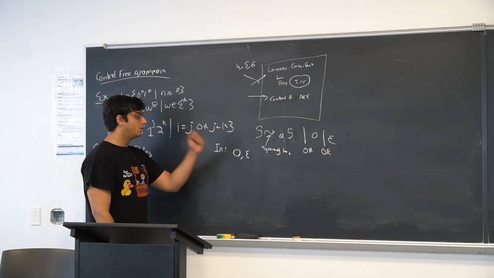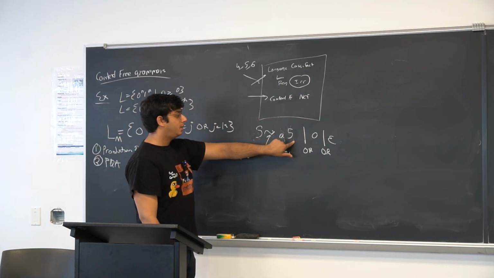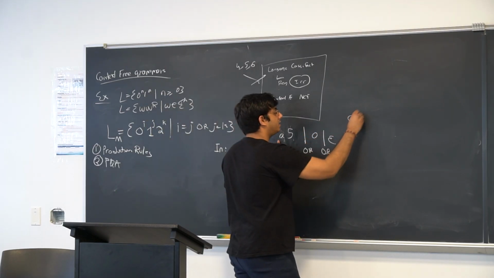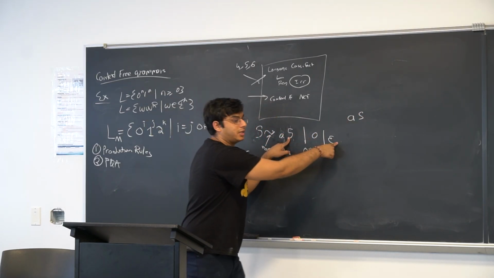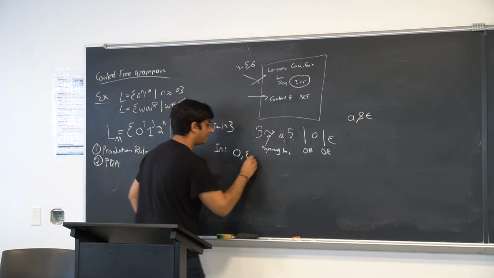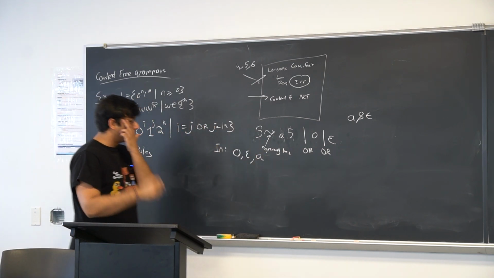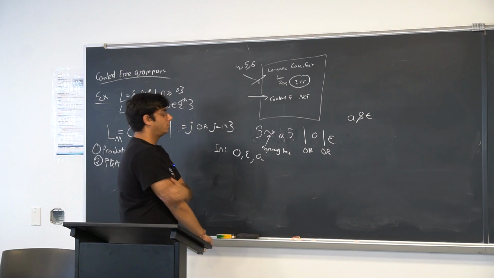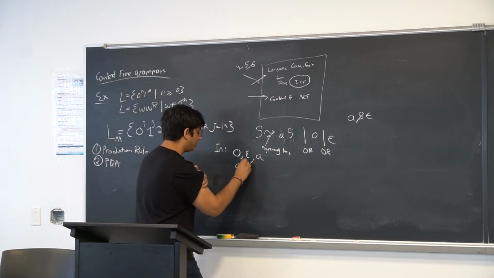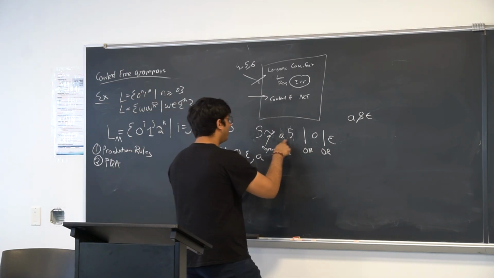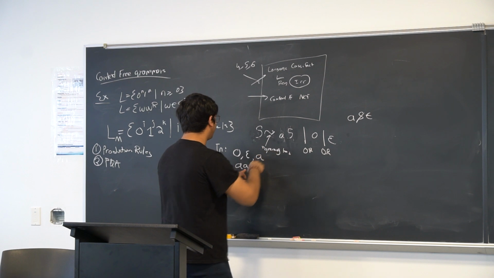Yes. How? Because I can take AS, and then choose to replace this S with an epsilon. So character A is in the language. Can someone give me a string of length 2 that's in the language? AA. Okay. So yes, AA is in the language by the same logic.